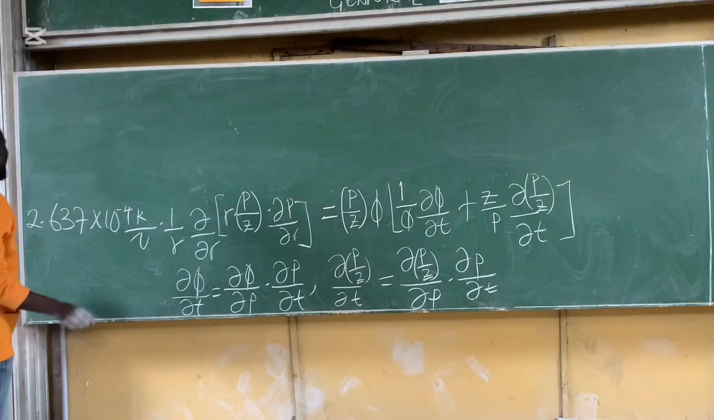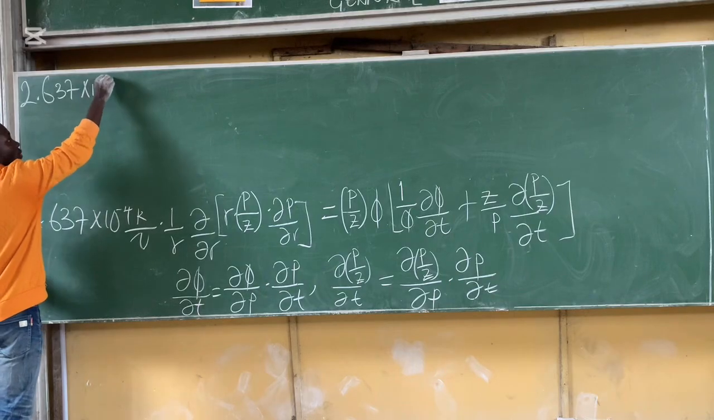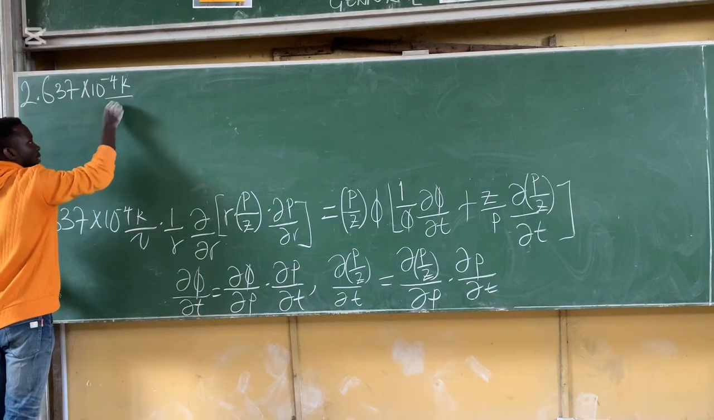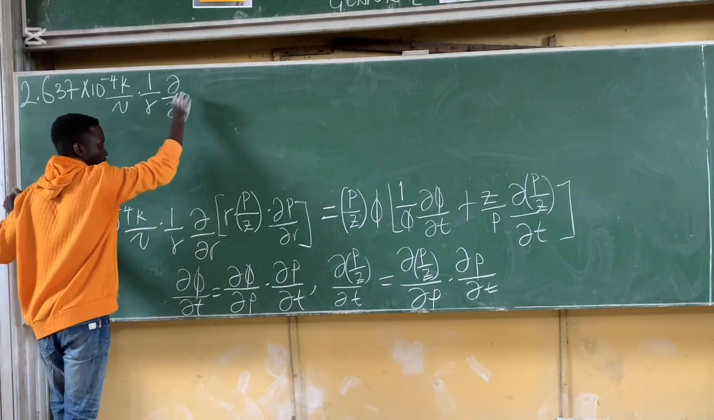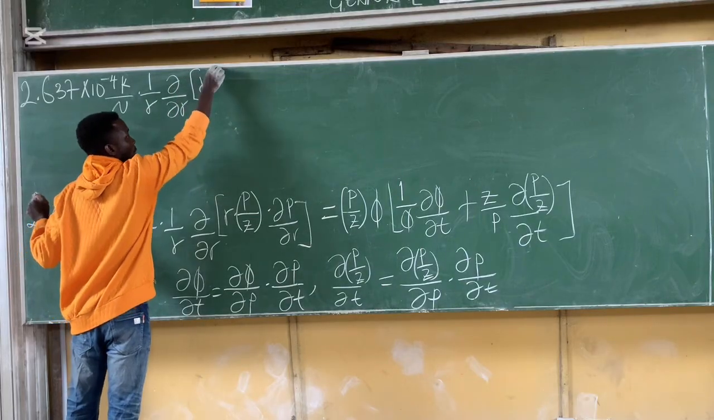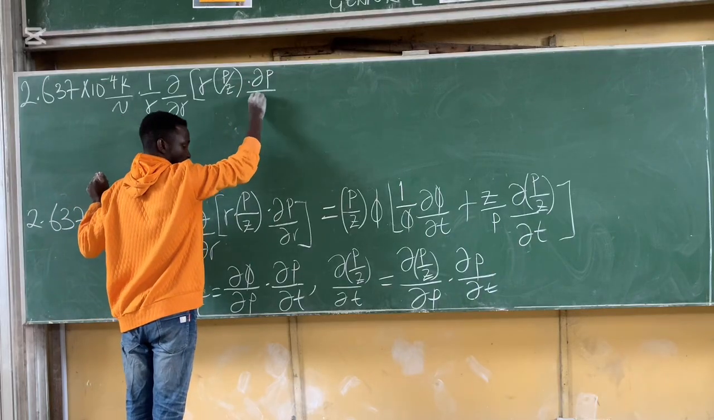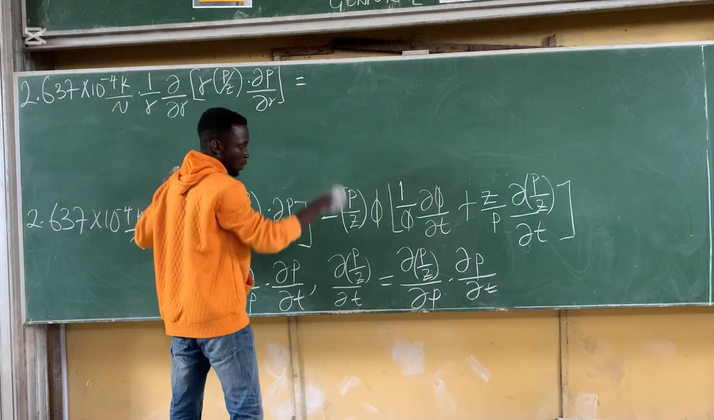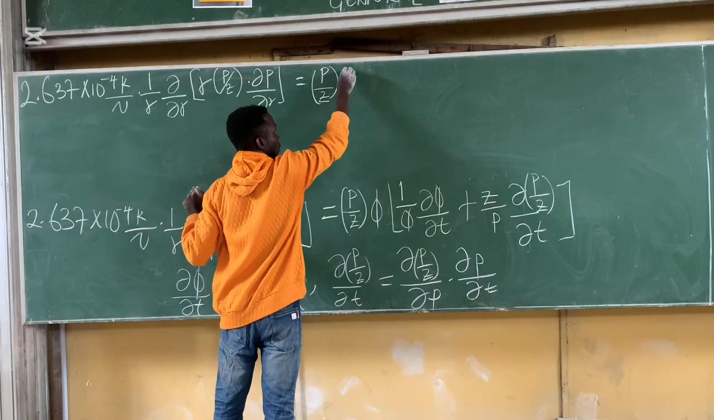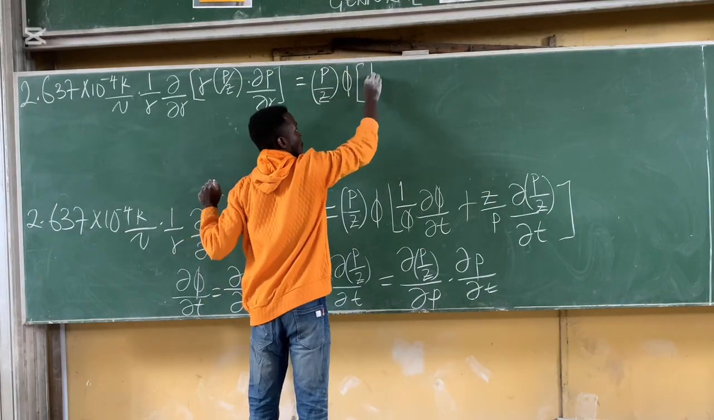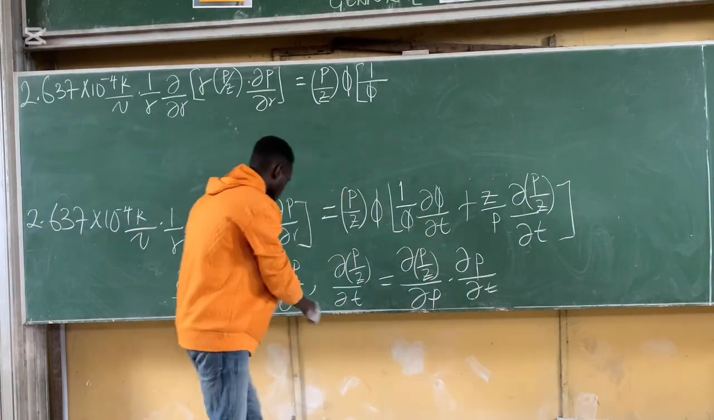So if we do that, we are going to have 2.637 times 10 raised to the power of minus 4 k over mu, all over dp, the derivative of p over z, dp, the derivative, is equal to p over z of phi into 1 over phi. Now we said that our d phi dt is equal to this from the chain rule.